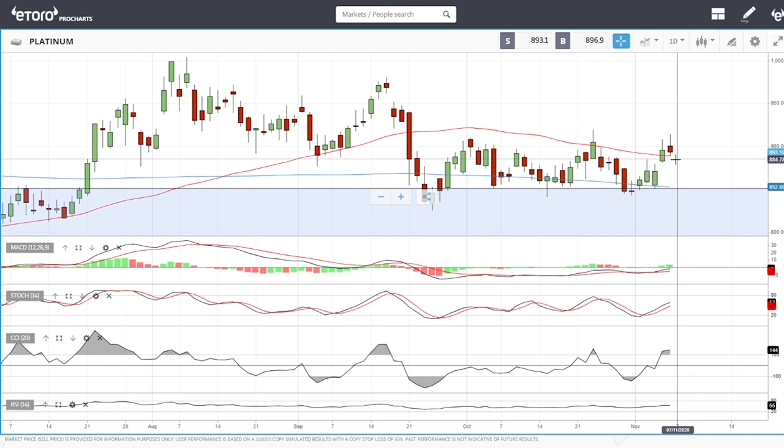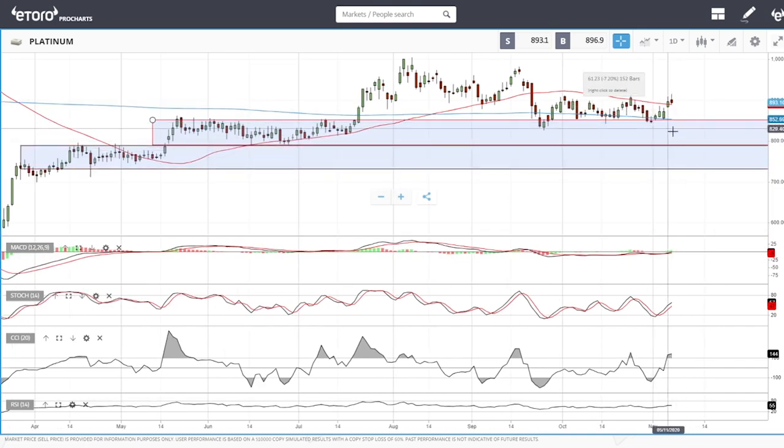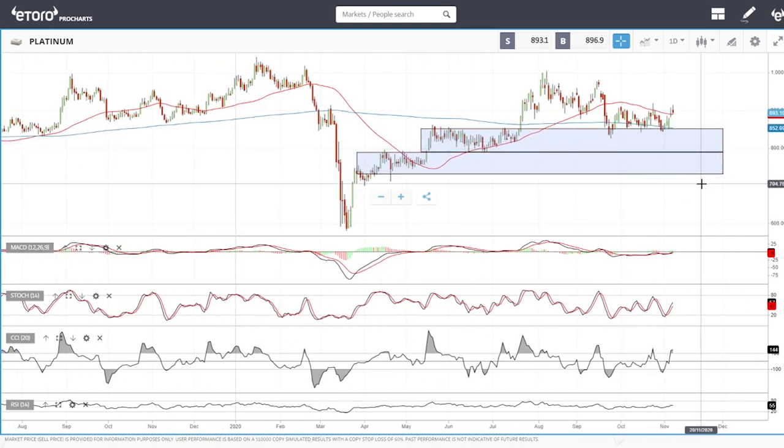If we drop below the 50 moving average when the Monday session opens, then we're heading towards the 200 moving average, and that will be significant support. Even if that breaks, we have to get through this entire area here in order to get to these lows.